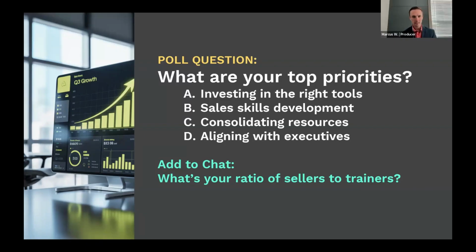And we got the bonus add to chat. What's your ratio of sellers to trainers? That's a good one too. While waiting on participation, again, it might have shown up on a couple different screens. It's there. Go ahead and fill that out and then add to chat. What's your ratio of sellers to trainers? Got about 70% participation so far. I'm going to give another 15 seconds, make it a minute.